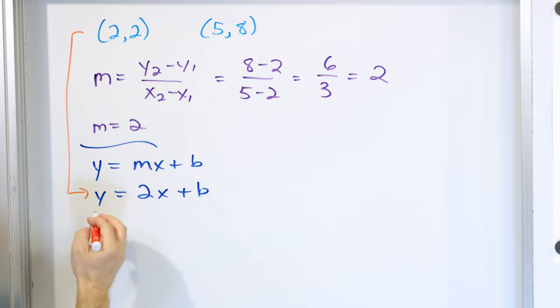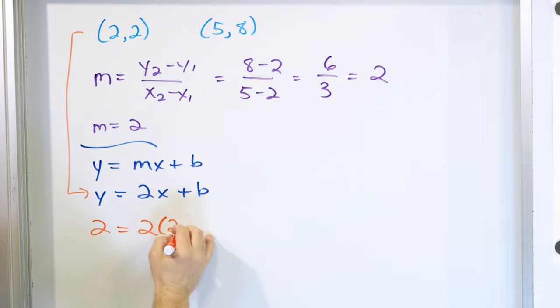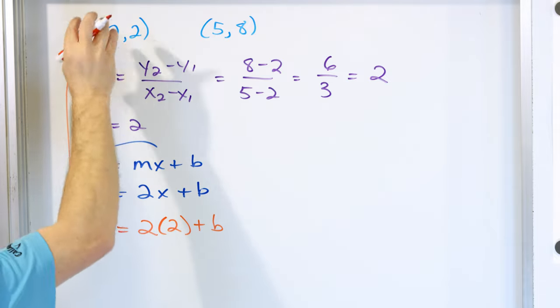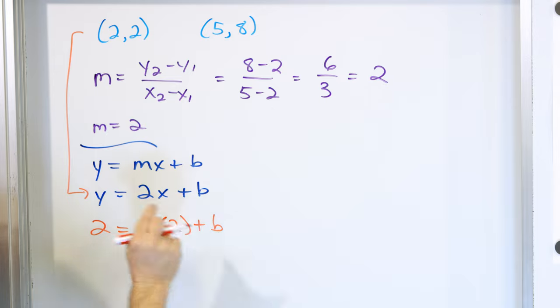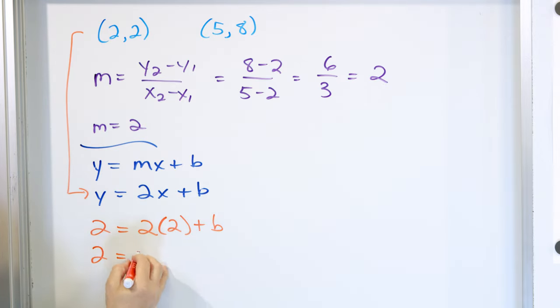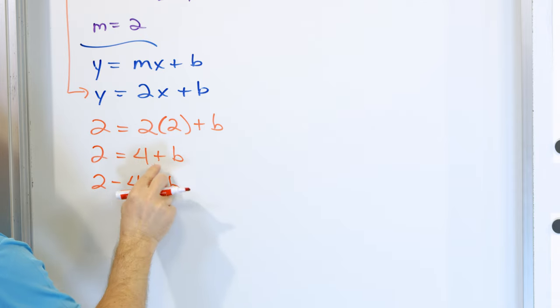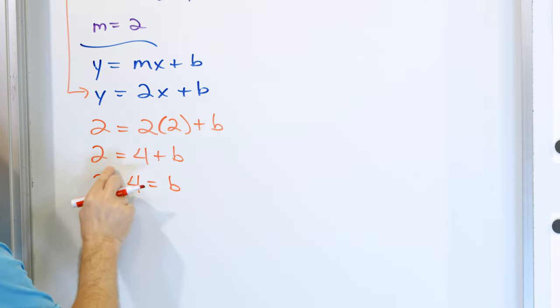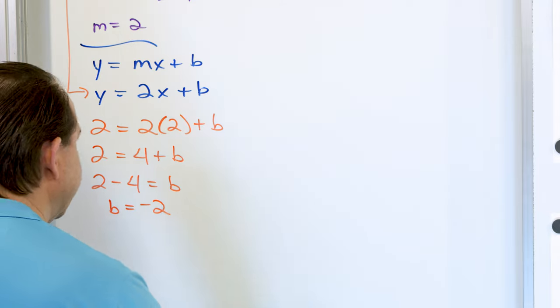When x is equal to 2, y is also equal to 2. If you didn't use this point and put the other numbers in, 8 would go here and 5 would go here. I'll leave it for you to show, but you're going to get the exact same answer for b at the end of it. So 2 is equal to 4 plus b. Now I have to solve for b. I'm going to subtract 4. 2 minus 4 equals b. Because I subtract 4 from both sides, b is negative 2. The y-intercept works out to be negative 2.